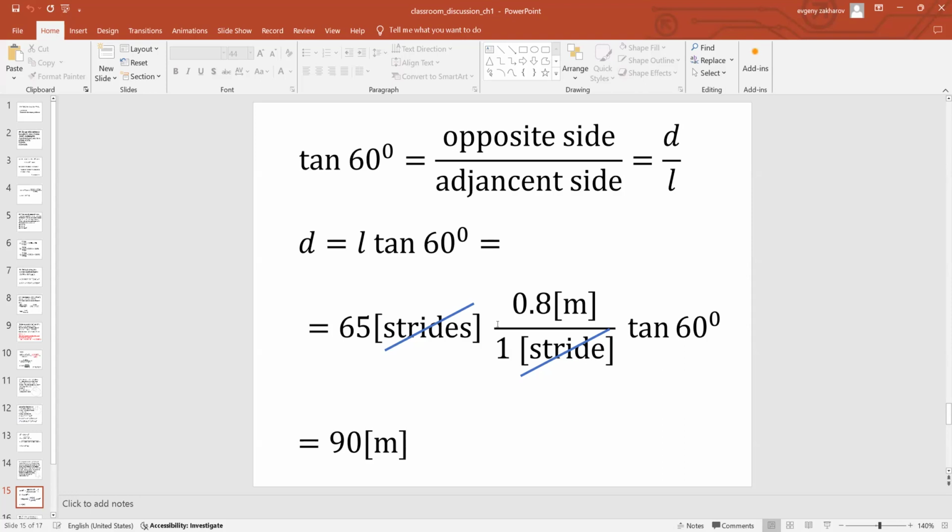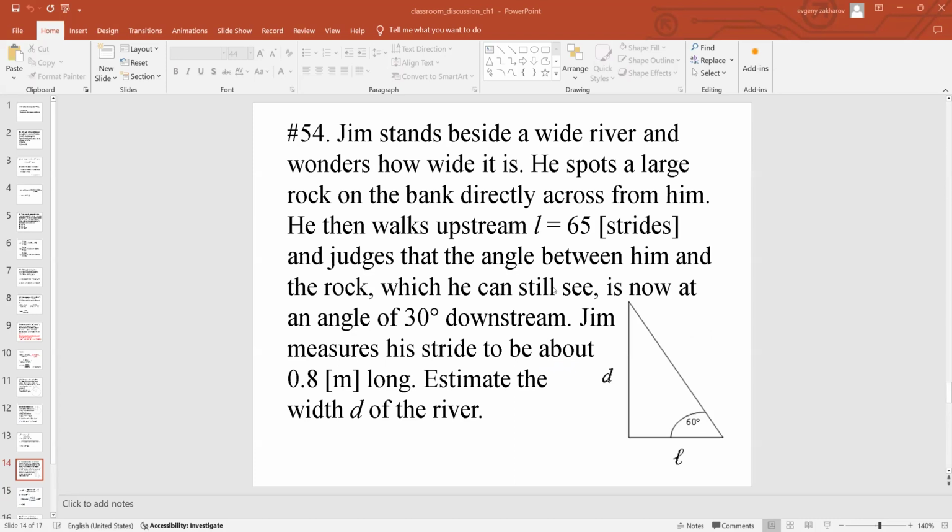Radical 3 times 0.8 times 65 strides. See how strides go at the bottom, so strides cancel, and meters are what we are left with. So meters are the answer. Multiplying 65 by 0.8 times radical 3 should give you 90. For sig figs, you have 2 sig figs here, 1 sig fig there, so technically you can just go with 1 sig fig, but I suggest you never do that for this class. Please show at least 2 sig figs, okay?